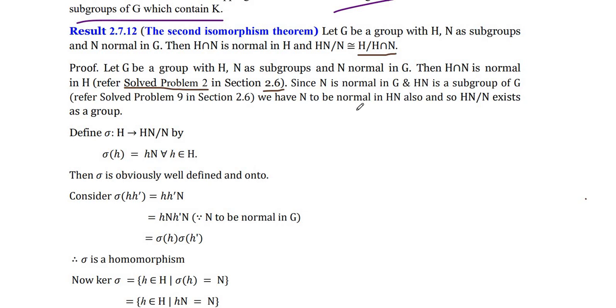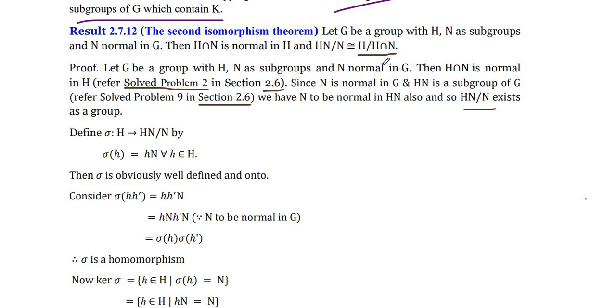Similarly, since N is normal in G and HN is a subgroup of G, for this we can refer to solved problem 9 in section 2.6. Using that, we have N normal in HN. It is normal in G, but HN is a subgroup of G, so we can very well say that N is normal in HN also. NH will be the same as HN, so that is what we would have established in that problem. So this one also exists as a group.